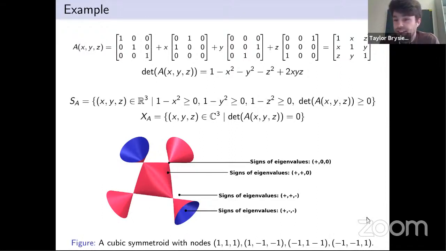You can just do a sanity check for yourself. Let's see what happens if I plug 1, 1, 1 into this matrix. On the right-hand side, I get a matrix of all ones, and that is a matrix which has rank 1. So sure enough, that's a co-rank 2 matrix.